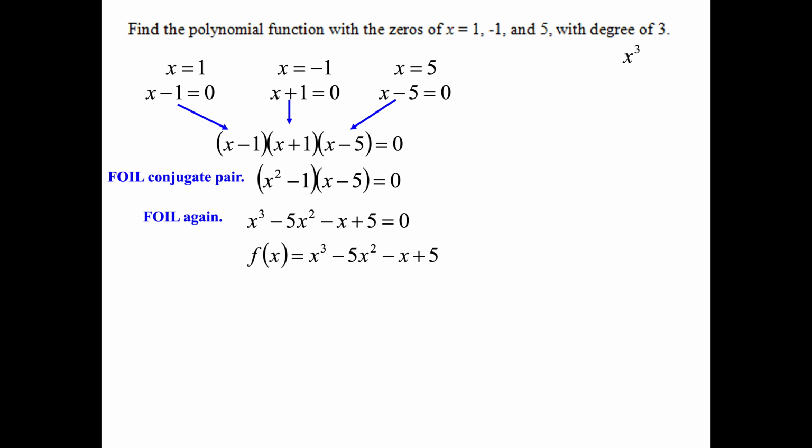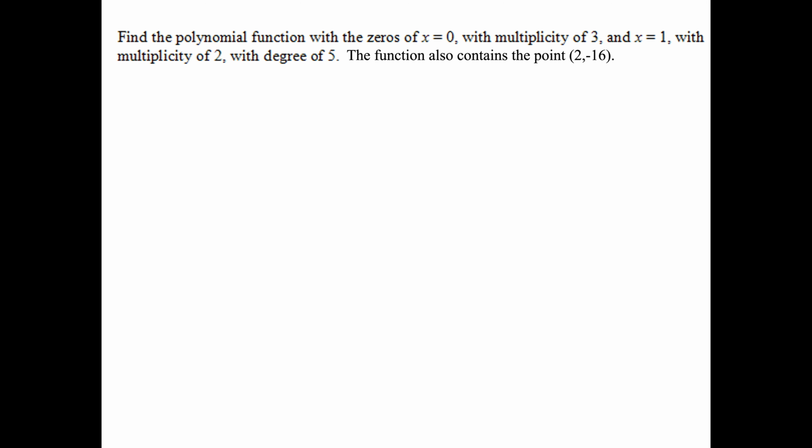Our second example has a little bit of a twist to it. So this is not in your notes, so please add this next sentence to this problem. When the author changed editions, he started to tweak some of the homework questions, so I thought I'll tweak one of my examples to fit some of his homework. So here we have a polynomial function of 0, x equals 0 with a multiplicity of 3, and x equals 1 with a multiplicity of 2. So this will have a degree of 5, but this function also contains the point 2 comma negative 16.